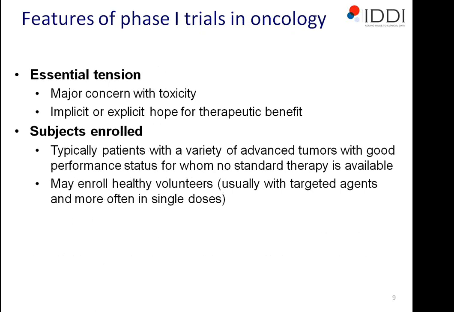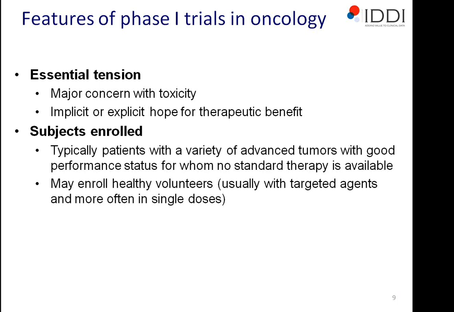There is an essential tension that characterizes phase 1 trials, and this is indicated by these two opposing forces, so to speak. There is a major concern with toxicity in these trials just because the agent or combination is new. And at the same time, patients either implicitly or explicitly expect some therapeutic benefit. Sometimes not only patients, physicians themselves expect that benefit. So this is something that is always present, and we have to deal with this and manage this as best we can, because this will always be present when a phase 1 trial is contemplated or conducted.